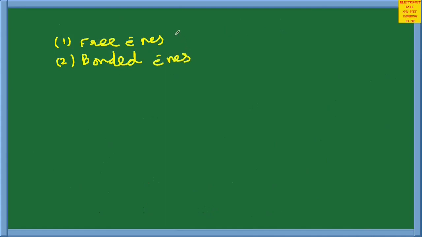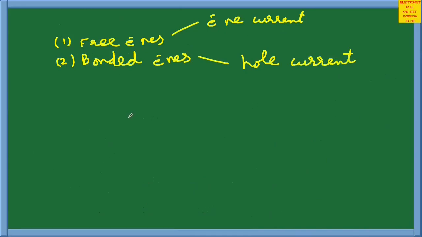The current due to free electrons is normally called electron current, and the current due to bonded electrons is normally called hole current. So when we consider a semiconductor material, two types of currents are present in it. One is electron current and the second one is hole current. And keep this in mind that the electron current is due to the movement of free electrons and the hole current is due to the movement of bonded electrons. Now, what is the direction of current flow?